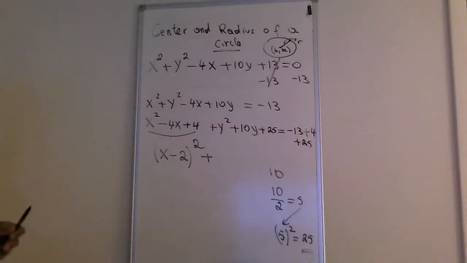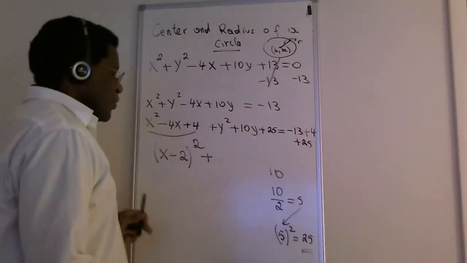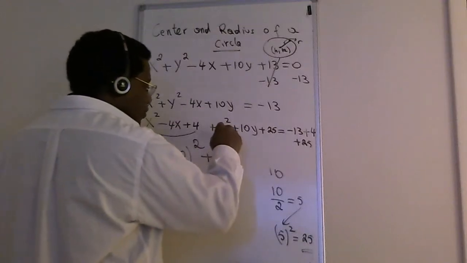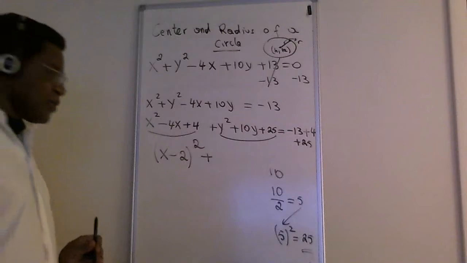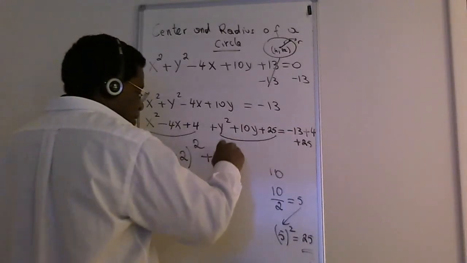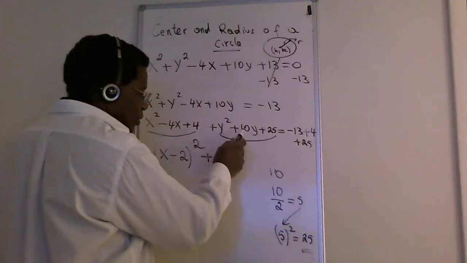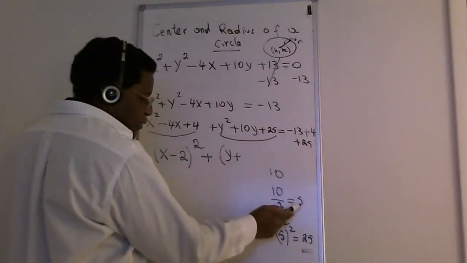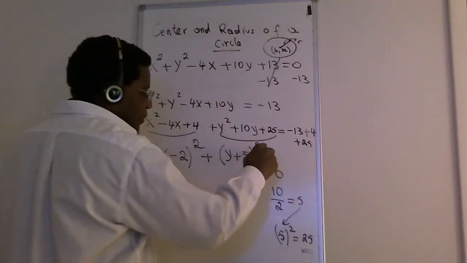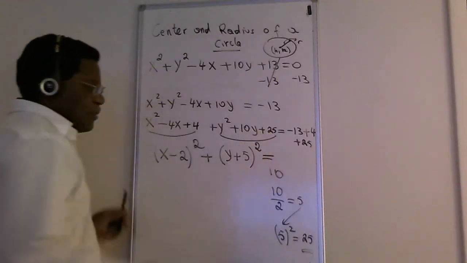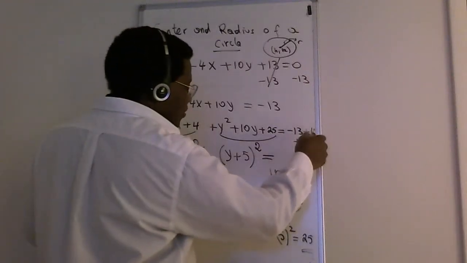Okay? So we add 25 to both sides of the equation. So therefore, this trinomial can now be written as a binomial. So we write it as y plus, now we took 10 divided by 2, we got 5. So plus this 5, and then we square it. So that becomes a binomial. And then we can combine these terms.